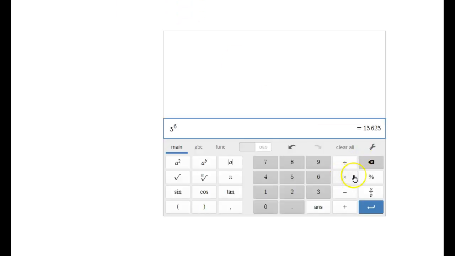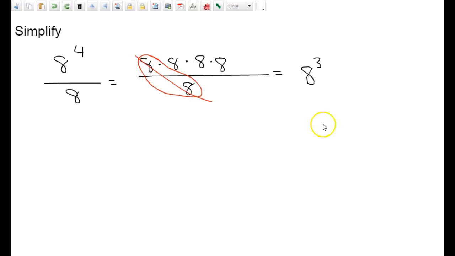So we go to our calculator and type it in. 8 exponent 3 gives us 512. So our final simplified answer is 512.